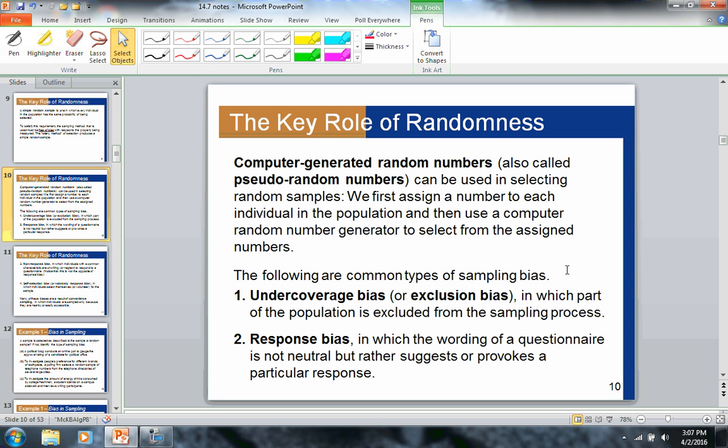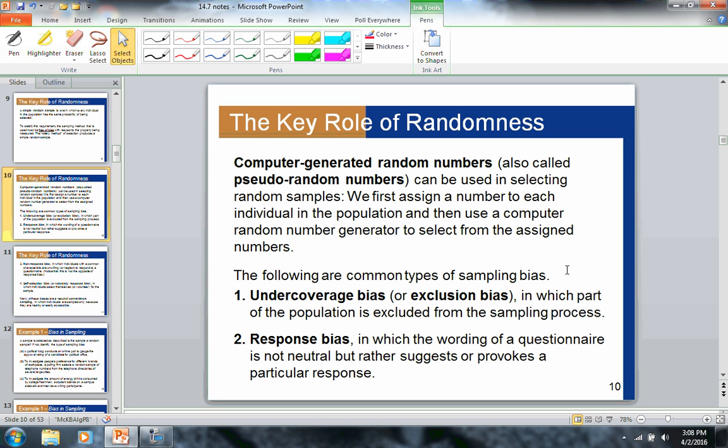Response bias is where the wording of a questionnaire is not neutral. So it kind of makes you want to answer it in a certain way. Like you would say, we think, or don't you think that we should raise more money for the library? That has definite bias because you want to answer, oh, yes, of course. You want to agree with what the person is saying.